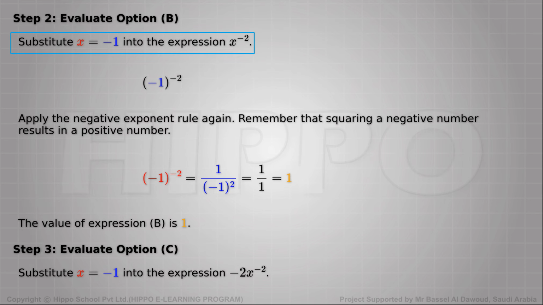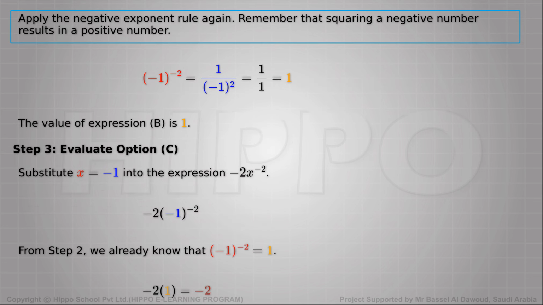The expression is x to the power of -2. Following the same process, we substitute -1 for x. This gives us the expression you see on the screen. Open parentheses, -1, close parentheses, to the power of -2. To evaluate this, we use our negative exponent rule again. -1 to the power of -2 is the same as 1 divided by -1 squared.